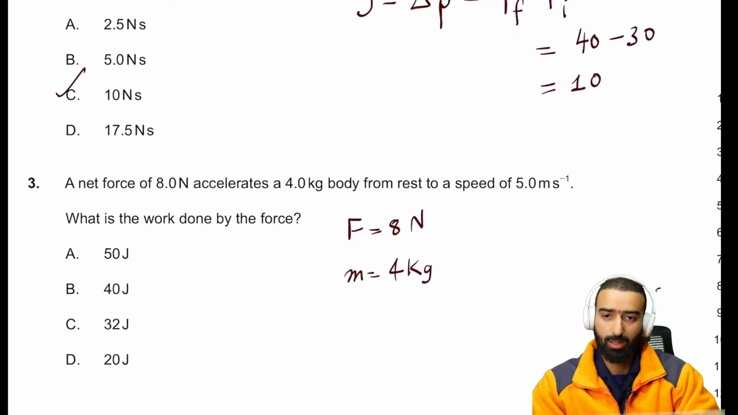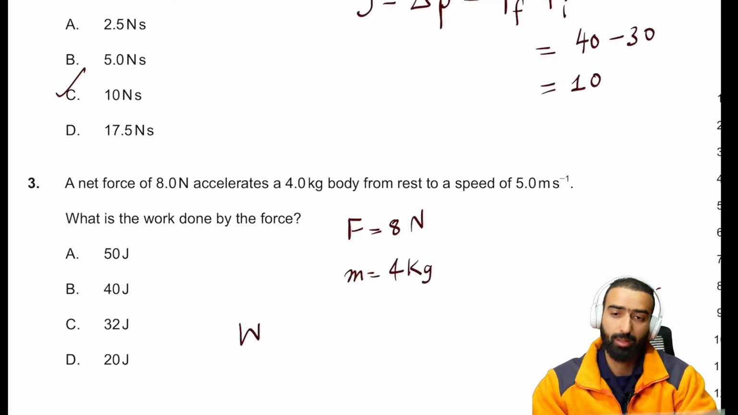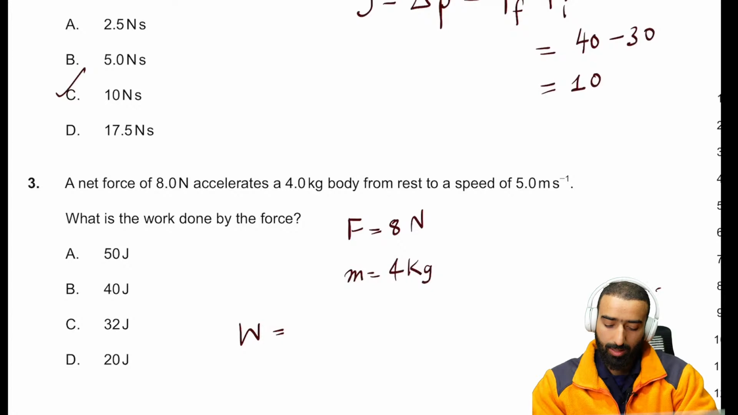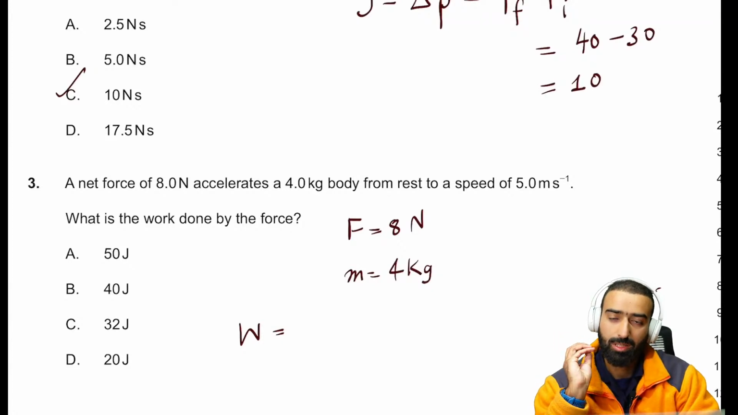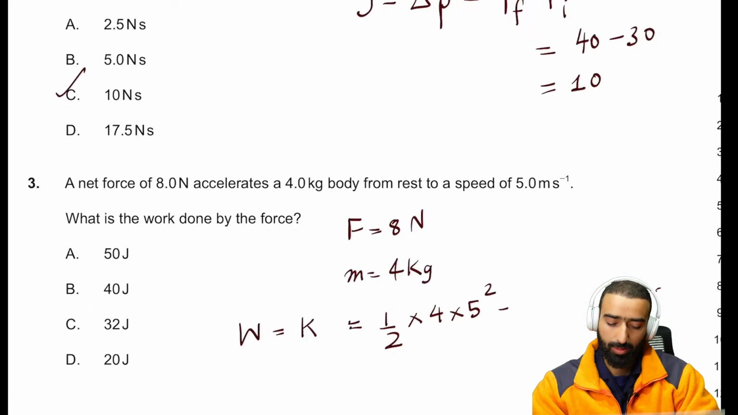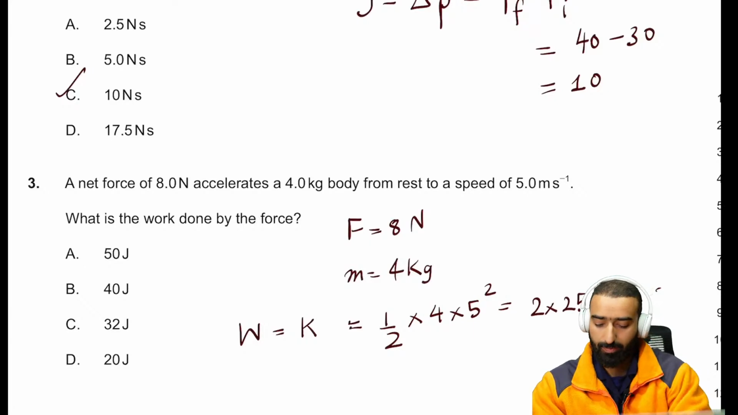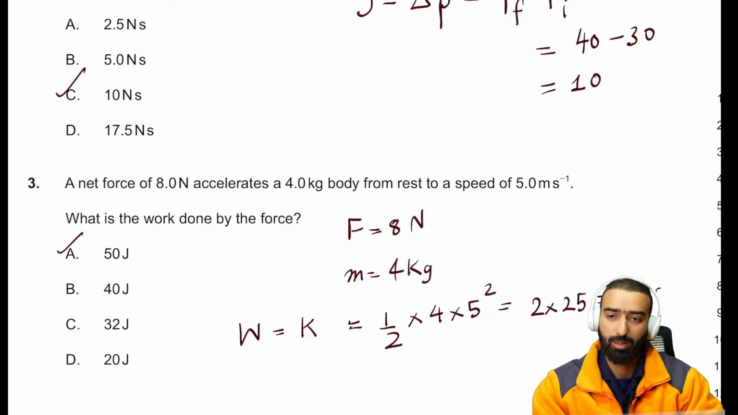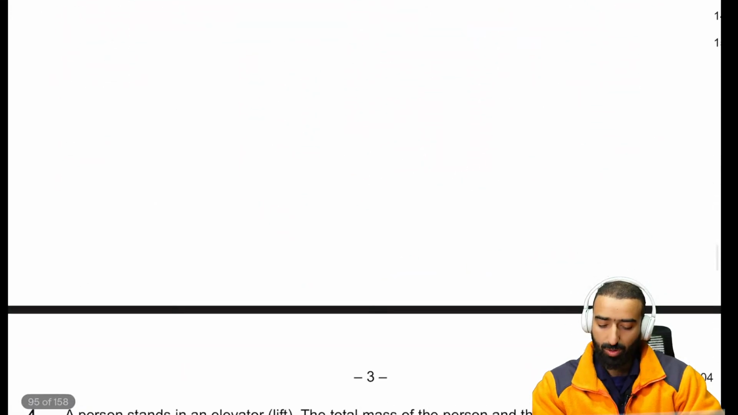So one equation we can use is that the work done by the external force, all the energy in that work, must have been converted to kinetic energy. All right. So we can write work equals the change in kinetic energy, which is half times m times v squared. This gives us 2 times 25. That's a value of 50. So A is the correct option. Let's move on.